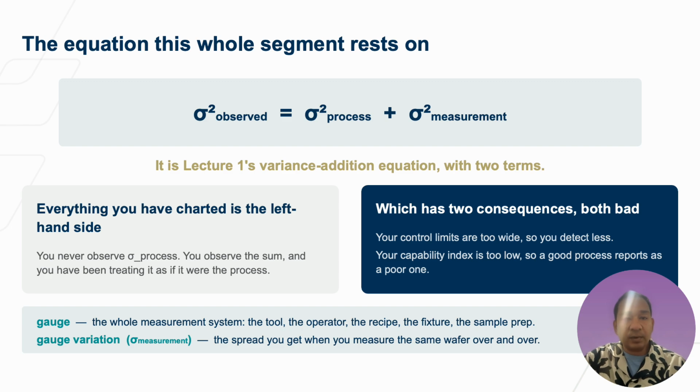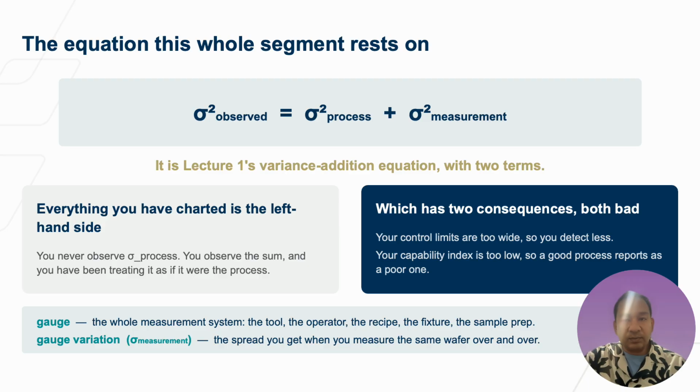Observed variance equals process variance plus measurement variance. In lecture 1, the variance addition equation with two terms: variances add, standard deviations do not. Same rule, new applications. Everything you have charted is on the left-hand side. You will never observe the process variance, you will observe the sum, and in the last two lectures we have been treating that sum as if it were the process.